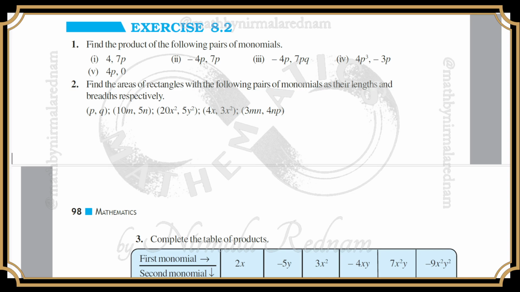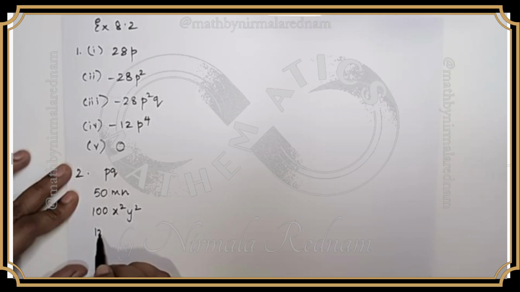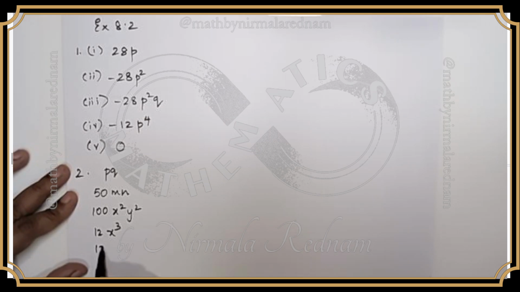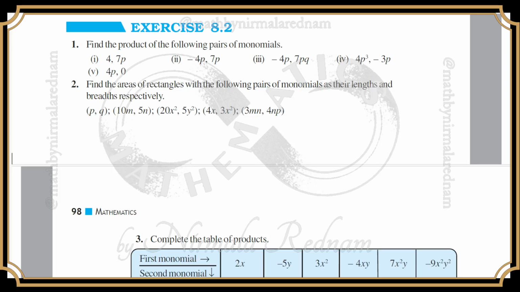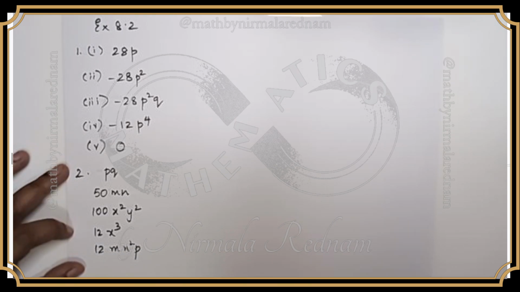In the next one I have 4 into 3, 12, and x into x cube. X into x cube is going to give, x into x square is going to give me x cube. X into x square. So it's going to give me x cube, right? So one more question. 3 into 4 is 12. And then the variable part I have m into n square into p. I have two n's, right? So it will give me m n square p. So this is my answer. This is the second question.